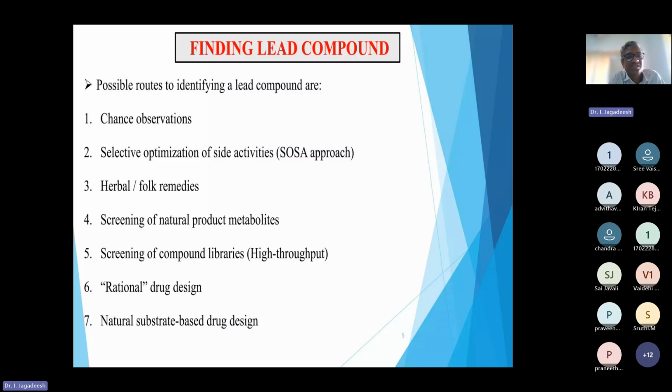This journey is open in multiple areas and doors. Each route we are suggesting will open many doors. We can enter into any door so that we will get a drug into the market with success. That is a guarantee. The fourth route is screening of natural product metabolites.